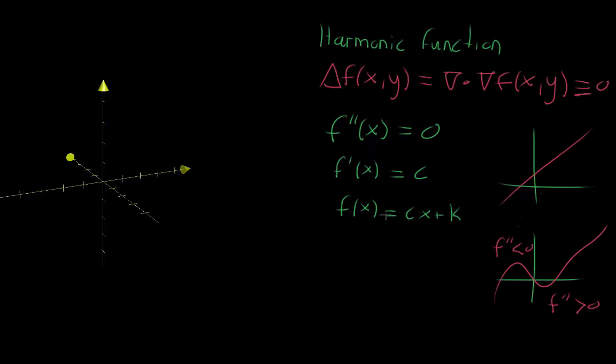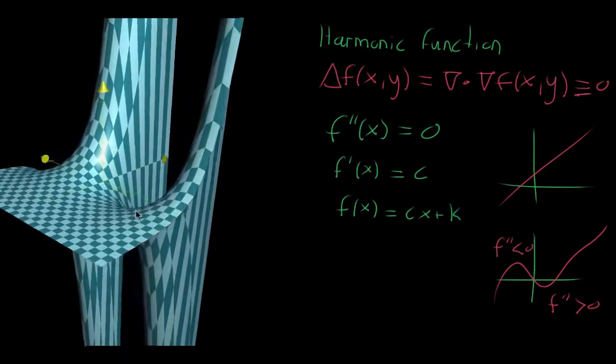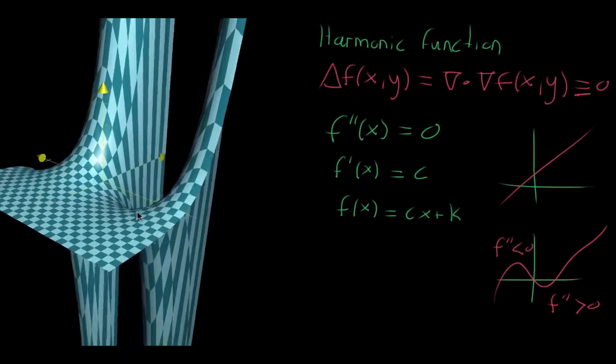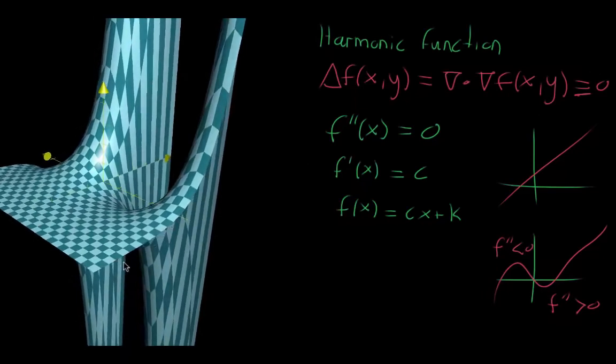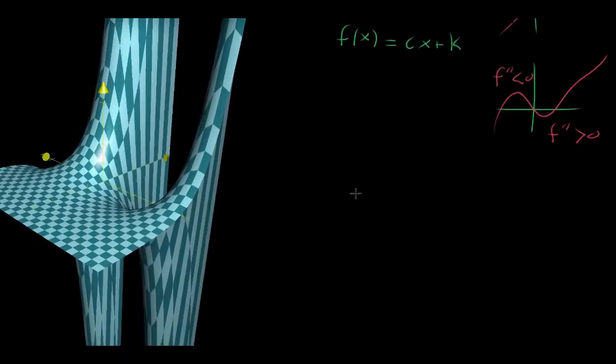But once we extend this to the idea of a multivariable function, things can get a lot more interesting than just a straight line. As an example, I've got the graph here of a multivariable function that happens to be harmonic. The graph that you're looking at is of a two-variable function, and the function specifically is f of x, y is equal to e to the x multiplied by sine of y.